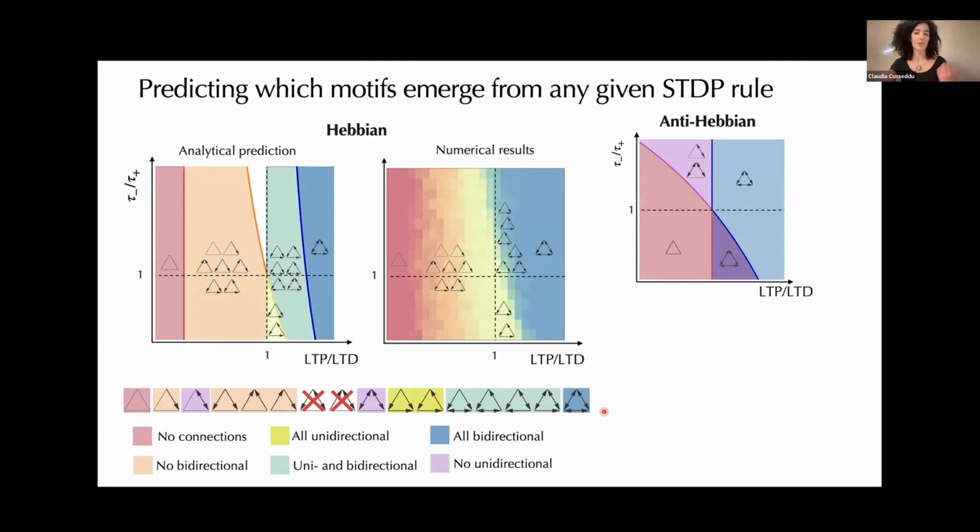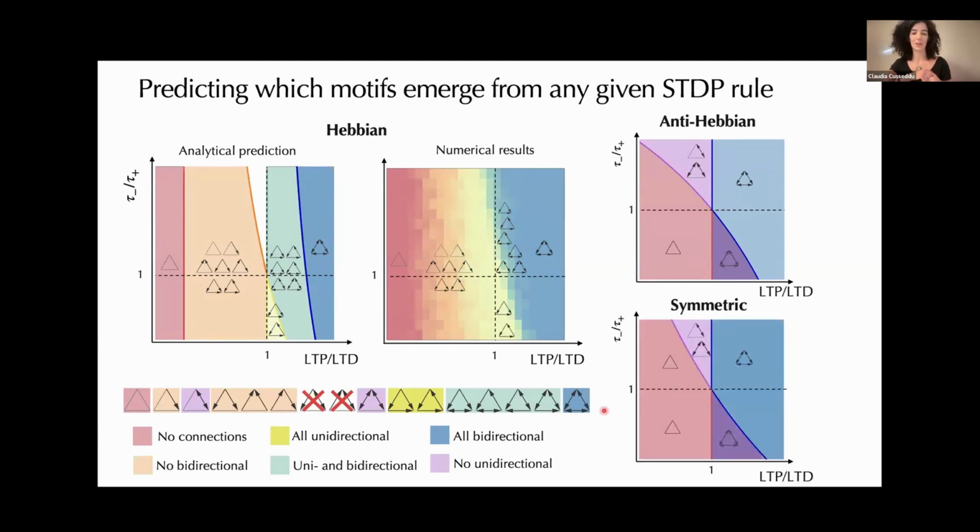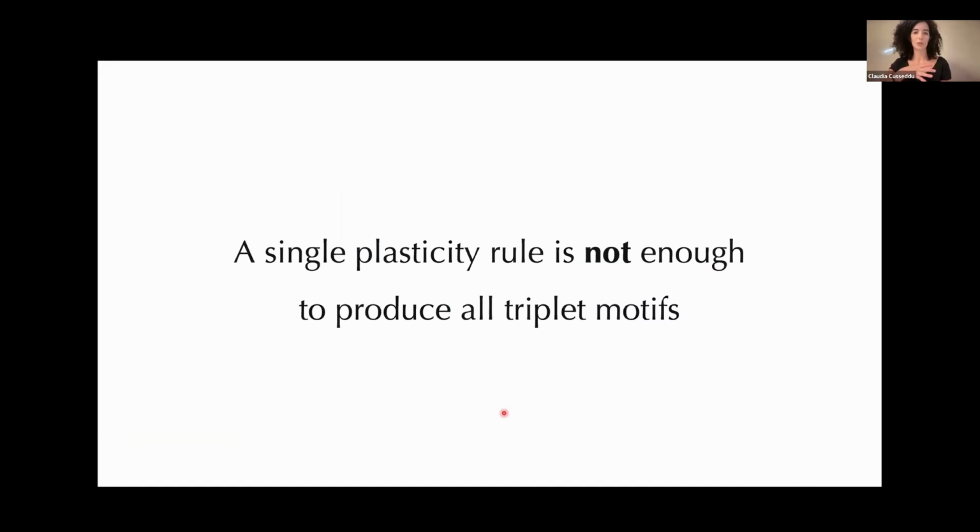And then we also investigated which motifs emerge through a symmetric rule. Very interestingly, we found that the symmetric rule behaves very similarly to the anti-Hebbian rule and produces the same type of motifs. So again, we could add two new motifs, but again, we couldn't cover the whole set of motifs. So our first conclusion was that a single plasticity rule is not enough to produce all triplet motifs.